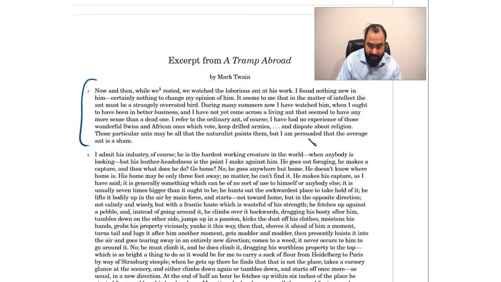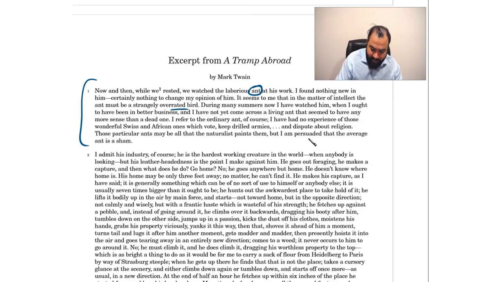So stay focused. It says, "Now and then while we rested, we watched the laborious ant at work." So we're talking about the ant, right? "And I found nothing new in him." Wow, that's pretty negative. "Certainly nothing to change my opinion of him. It seems to me that in the matter of intellect, the ant must be a strangely overrated bird." So he's saying a lot of negative things about the ant.